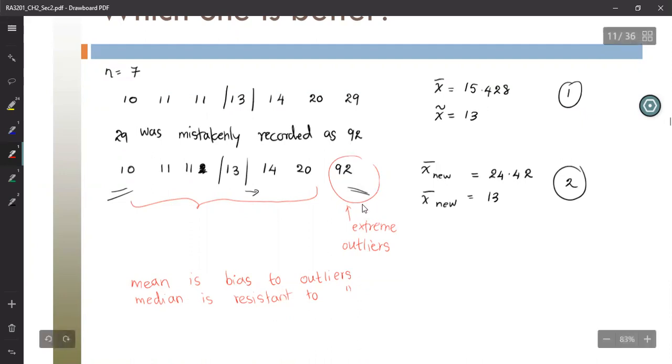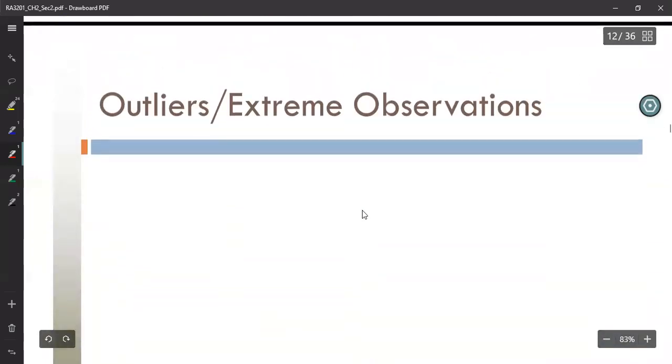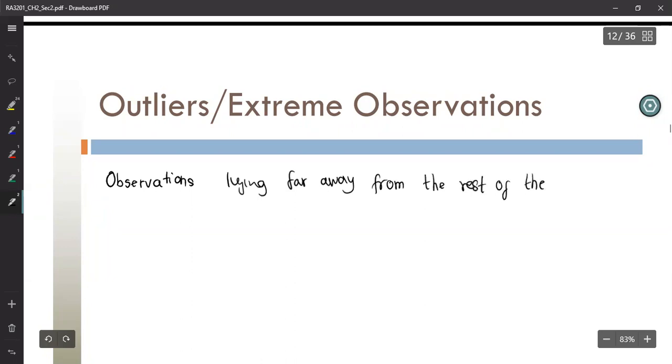So let's talk about these outliers in detail. Outliers or extreme observations. You already know they are the observations which are lying far away from the rest of the data. So you can have outliers to the left or to the right.